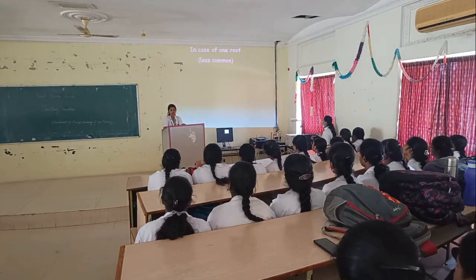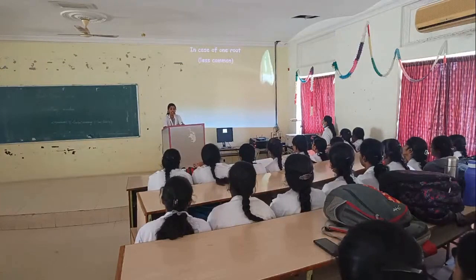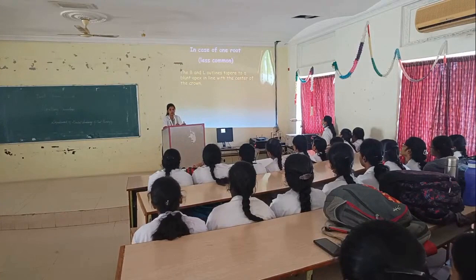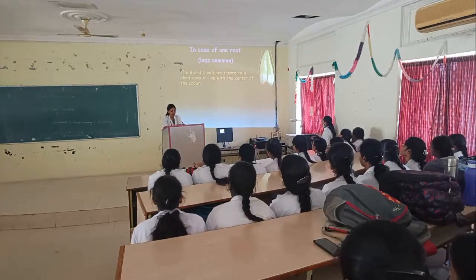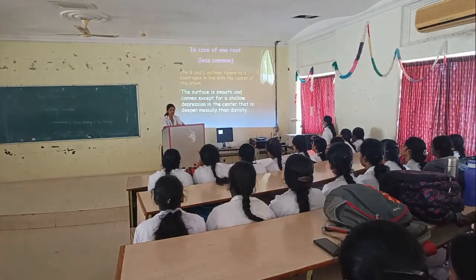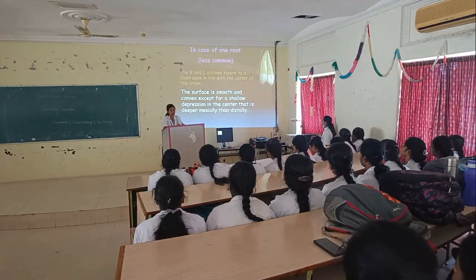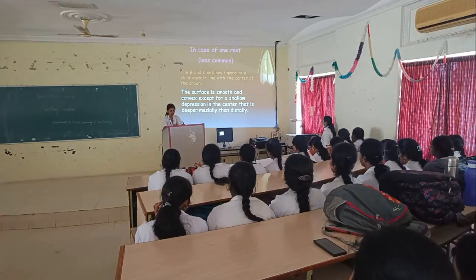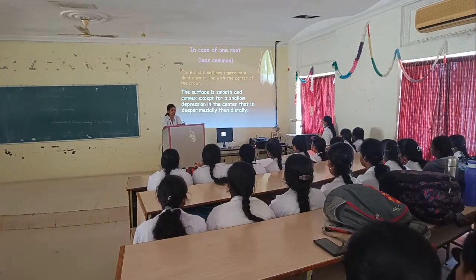In case of one root, which is very rare, the buccal and lingual outline also tapers towards the blunt apex of the root, and it lies in the center of the crown. The surface here is also smooth and convex except for the shallow depression in the center, which is deeper in the mesial aspect than the distal aspect.